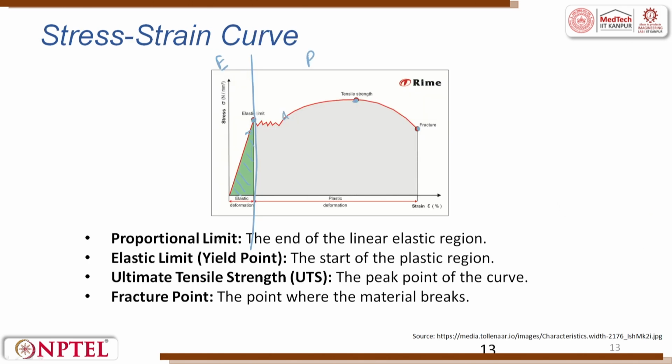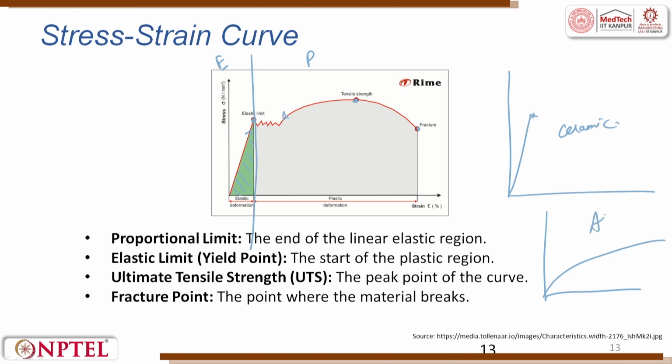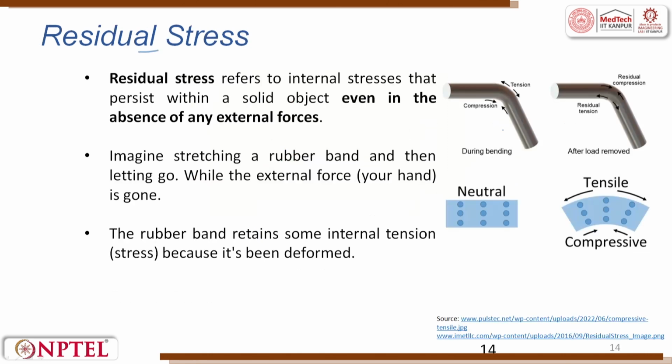By the way, this graph is a typical graph. In real time, you will get a graph like this for ceramics. This is for ceramics. You might get a graph like this for aluminum. So, here it is stress versus strain. The response from material to material differs for a stress strain curve.